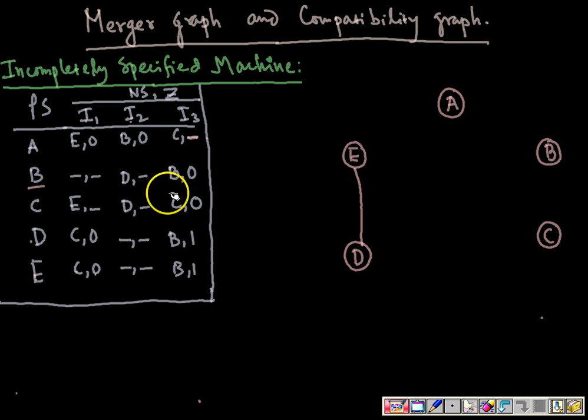Now what about A and B? For A and B the outputs are 0, and we can consider the unspecified entry as 0 here too, so the outputs do not conflict.